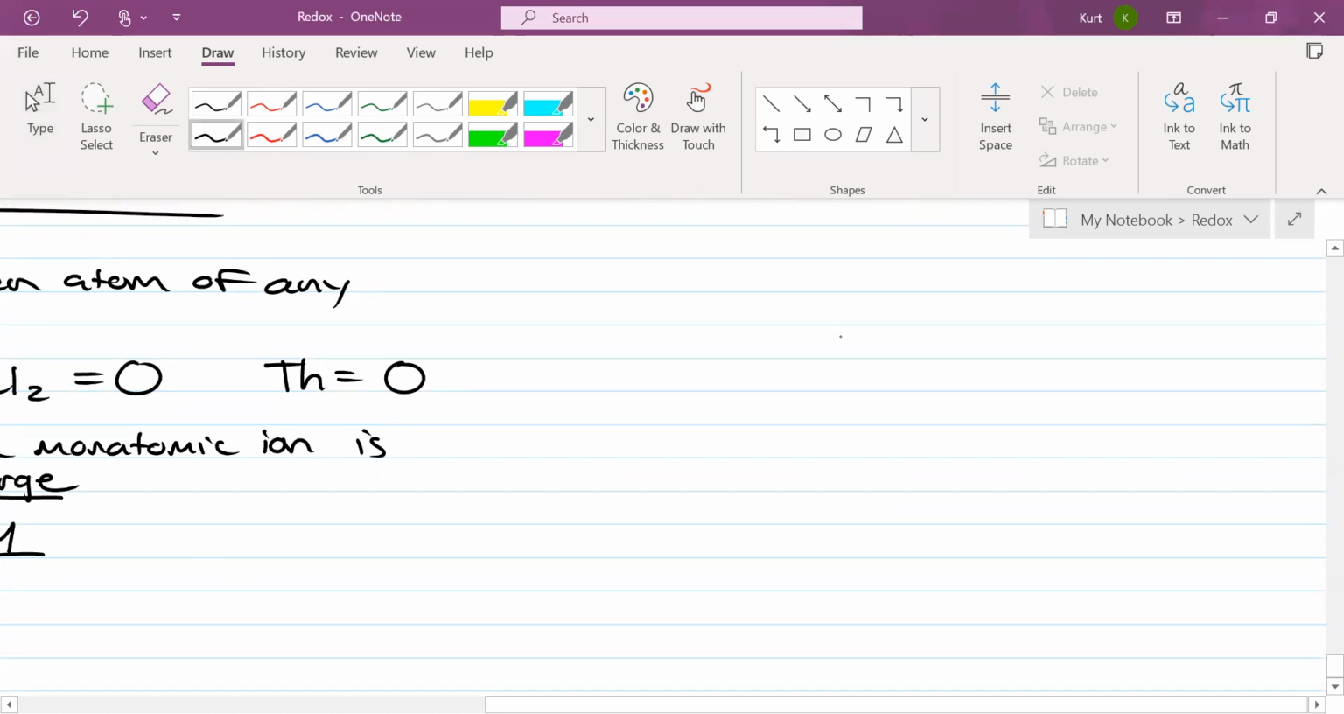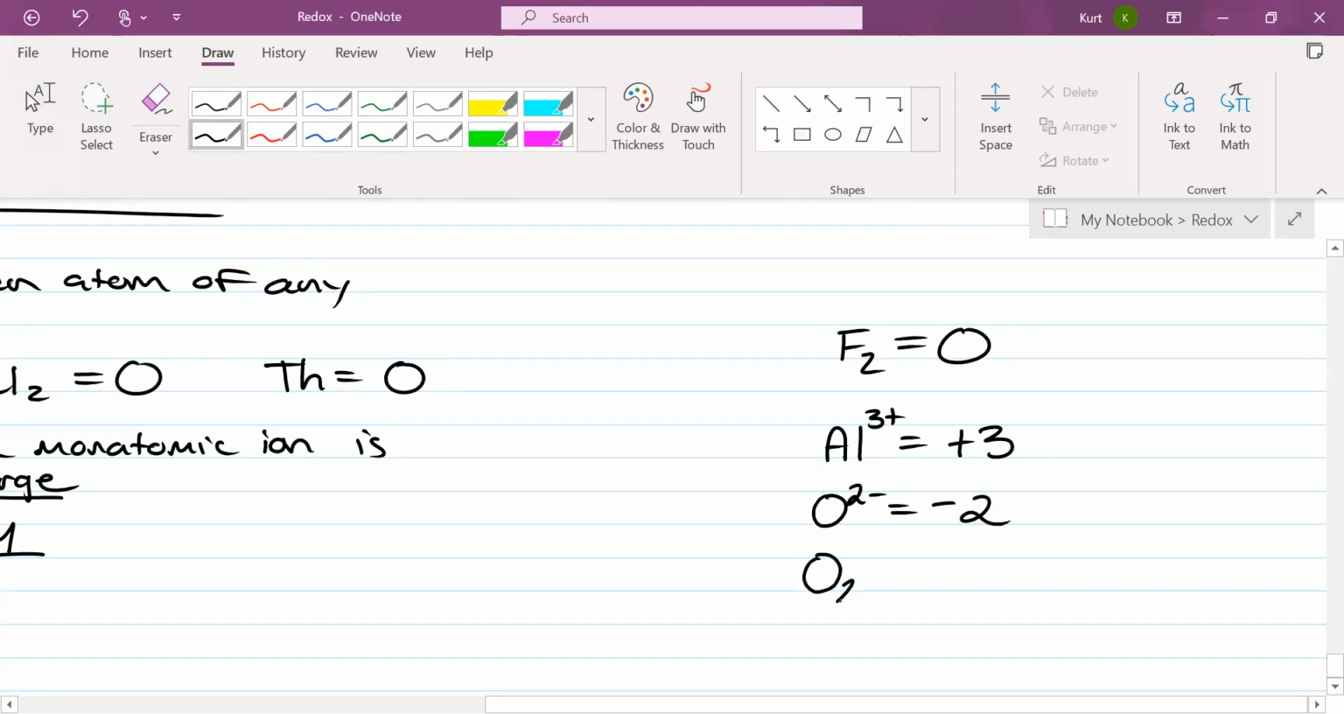Emma, what is the oxidation number of that? 0. Nick, what is the oxidation number of that? 3. Yeah, say +3. Colby, what is the oxidation number of that? -2. Kendall, what is the oxidation number of that? You're not following. Rule number 1. Oh, 0. 0.